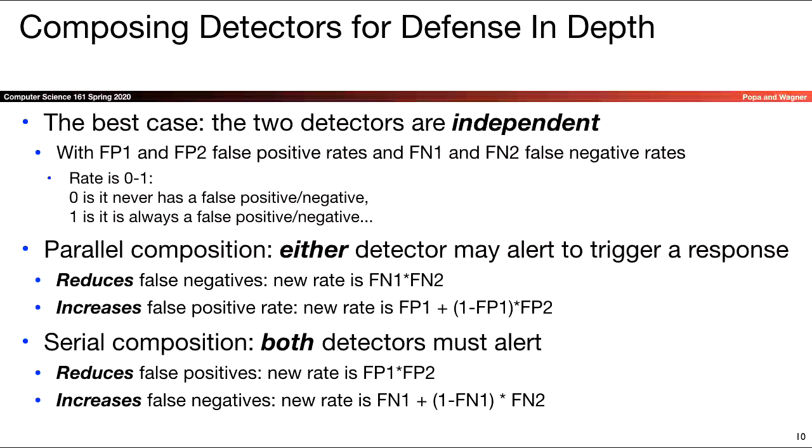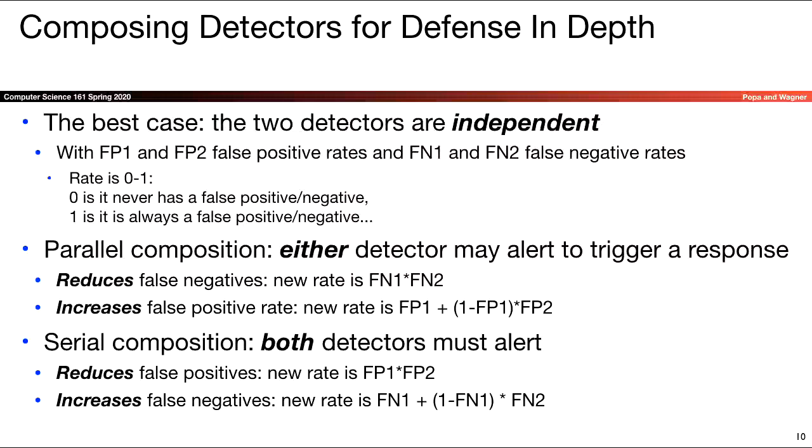Now, you can do some kind of analysis of defense in depth with multiple detectors. Let's say you have two detectors, and then you have a choice. You can decide to raise an alarm if either of them thinks something bad is going on, or you can raise an alarm if both of them think something bad is going on. And they basically lead to different trade-offs. So you can work out the math if you assume that the two detectors are independent, they don't make correlated errors, which is pretty dubious in practice.